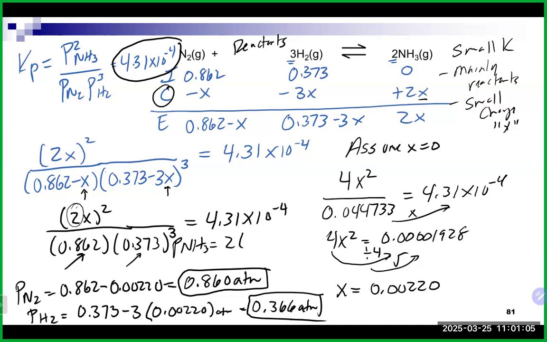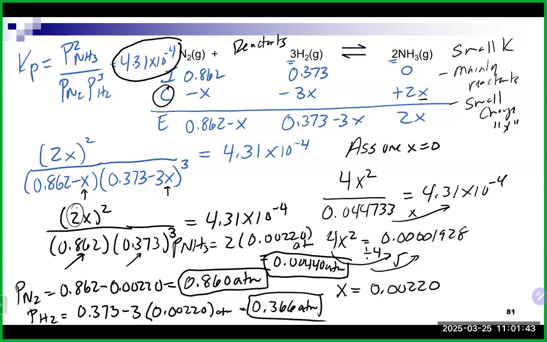And lastly, I'll go maybe right about here for our NH3 pressure. That's going to be 2 times our X, 0.00220. And that's going to get us 0.0044 atmospheres. And once again, if we pop this back into our K expression, we once again should really get our same K value that we saw previously. And I believe you do as well. So 4.6 to the minus 4. So we are good in this case.